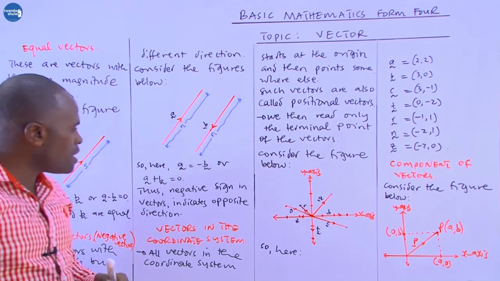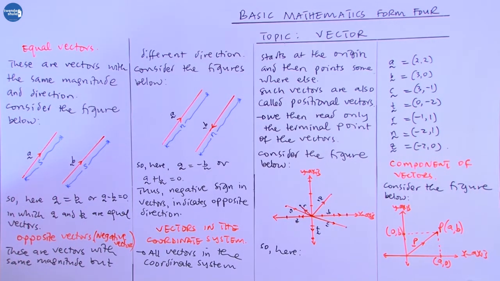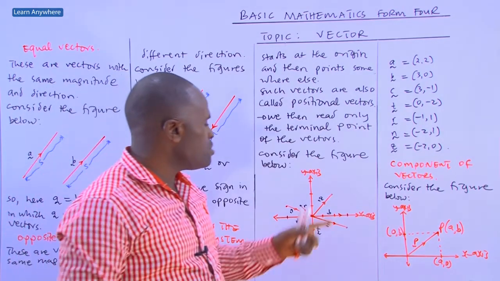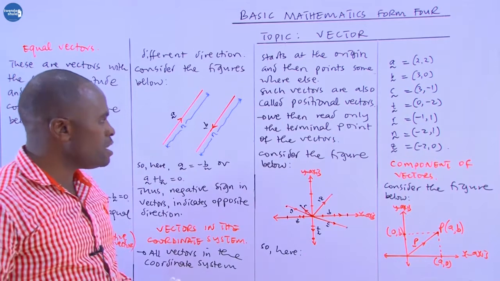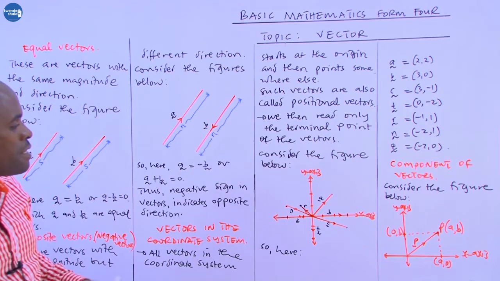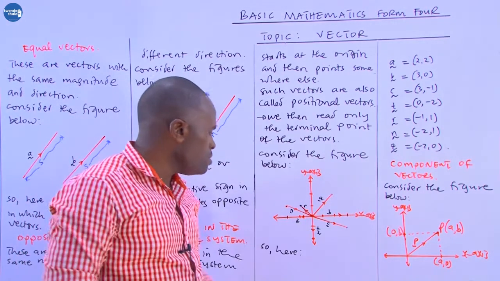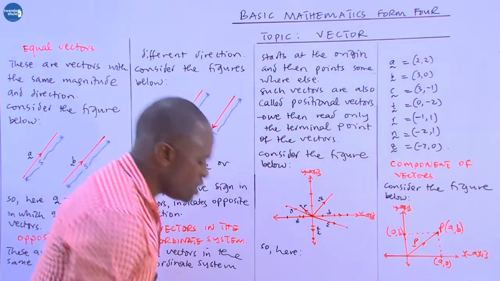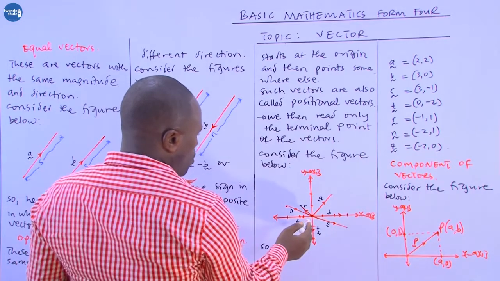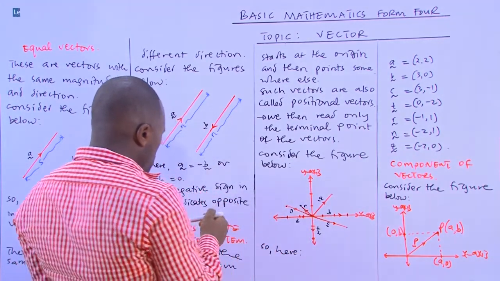Then we have vectors in the coordinate system. In the coordinate system, when given vectors, we start measuring vectors from the origin. So all vectors start from the origin in the coordinate system. When you want to define vectors in the coordinate system, also called position vectors, which is their other name, we always read at the terminal points. So only the terminal point is considered. For example, looking at vector A, they all originate from the origin. So only the terminal point.